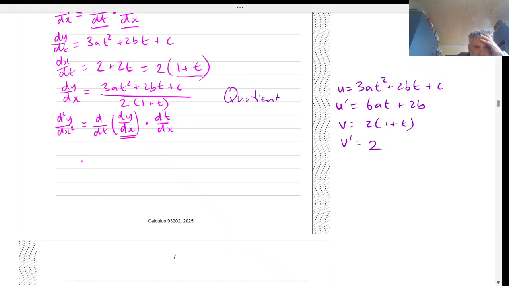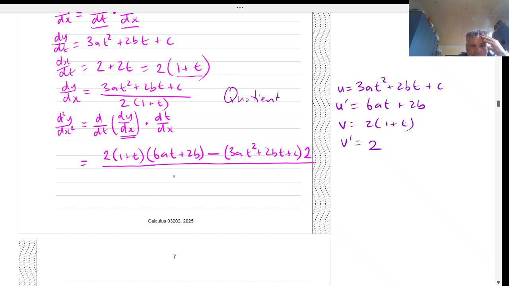And so if we work out the second derivative, we are writing down the denominator, the v, multiplying by the derivative of the numerator, subtracting off the numerator multiplying by the derivative of the denominator, which was 2, and dividing by the square of the denominator, and then multiplying by this dt by dx, which is 1 over 2 times 1 plus t.